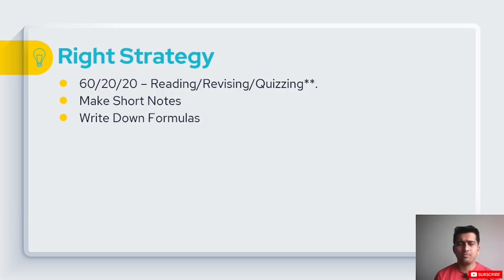Write down the formulas. Formulas are also very important in the exams. There are direct questions coming from the formulas. So write the formulas, and which variable means what. Understanding each and everything is very important.